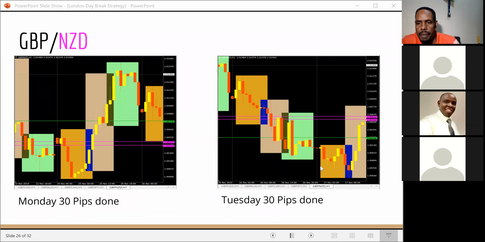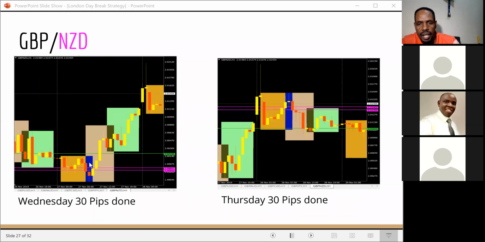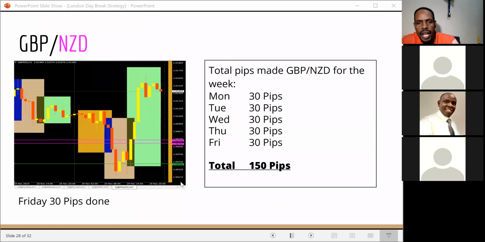All right, so Monday, 30 pips done. Tuesday, 30 pips done. Wednesday, a lot of pips were left on the table. If you are a trader, you feel very bad leaving money on the table like that. But anyway, Thursday, target was achieved very easily. And unlike all the other currencies that lost on Friday, NZD achieved its target by far on Friday.